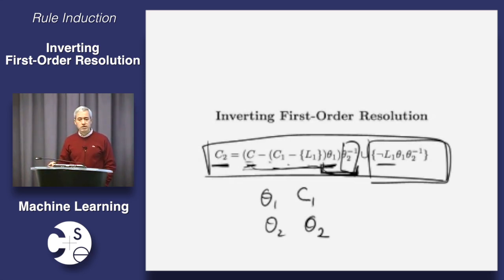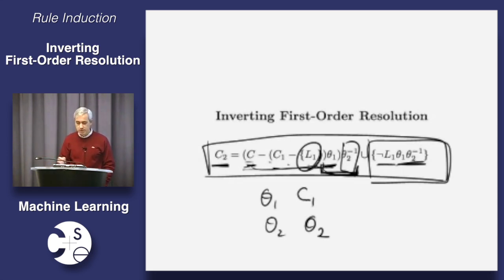What is this, not L1 here? It's the hook that's going to hook to C1. This is the negation of the literal that disappears from clause C1, just as before, just as in the propositional case. Everybody agree? And now what is theta 1, theta 2 to the minus 1?